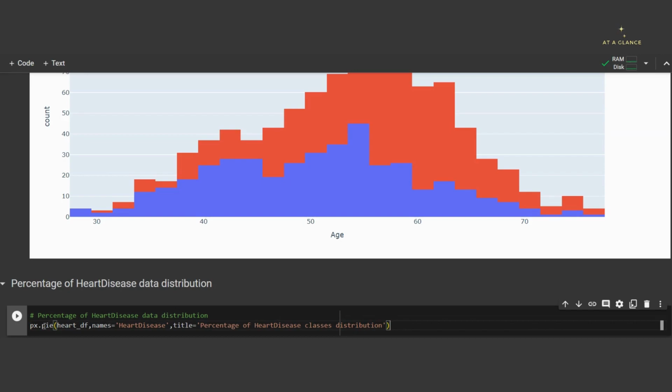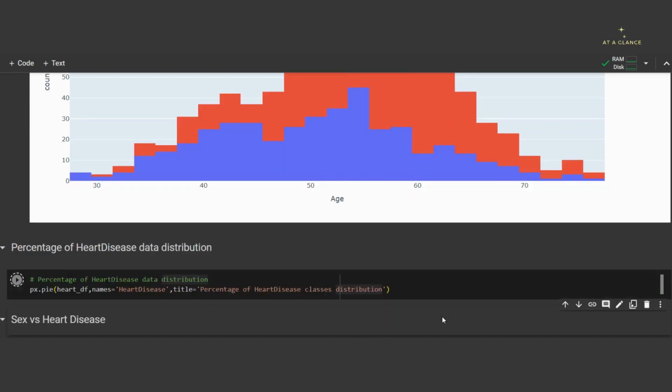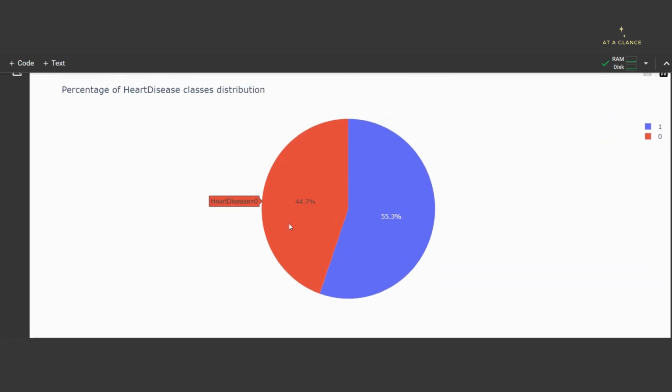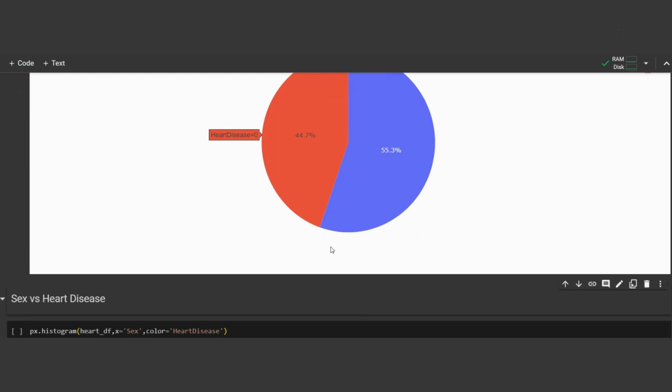So for plotting this, we just have to write px.pie and then we need to give the heart underscore df data frame. And inside the names variable, we need to specify for which column we want distribution to be plotted, and then we can set the title. So let's plot this. Here you can see that 44.7% of the data contains the value 0, and 55.3% of the data contains the value 1. So here you can see that the data set is not imbalanced. So let's move on to the next.